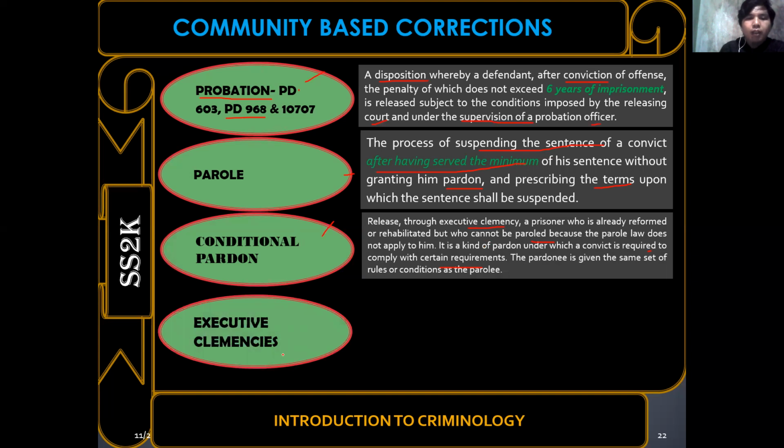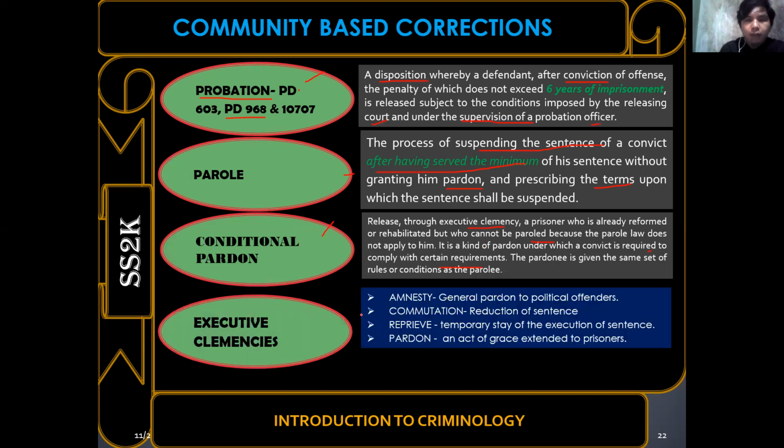Ayan. Then, executive clemencies, may binibigay ng presidente tulad ng amnesty. Amnesty is considered as general pardon to political offenders. Like for example, Trillanes, and yung pong nag-Oakwood mutiny. Okay, so binigyan po sila noon ng amnesty. General pardon, ibig sabihin lahat po sila. Then we have commutation of sentence, binibigay din ng president, that is reduction of sentence. I-reduce po yung sentensya. Instead of 20 years, gagawing 10 years, you know.